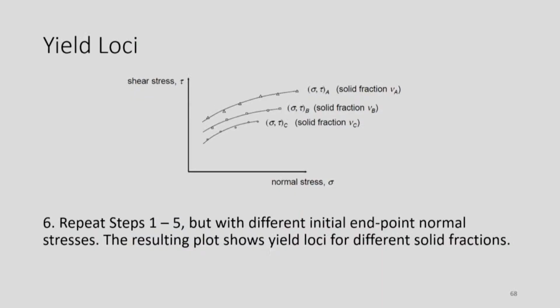Again, you can prepare samples at different solid fractions and then repeat those tests. But the material flow function, or the yield loci relationship, will be different for those different solid fractions. Okay.